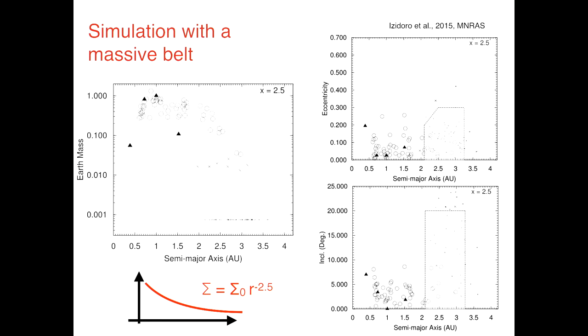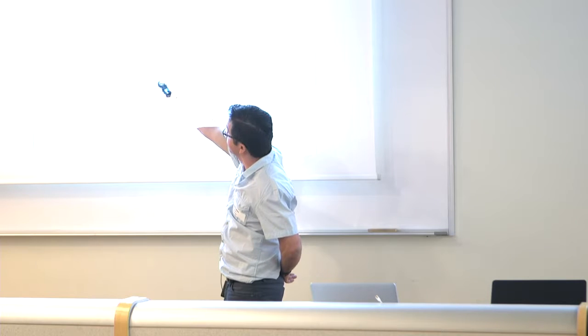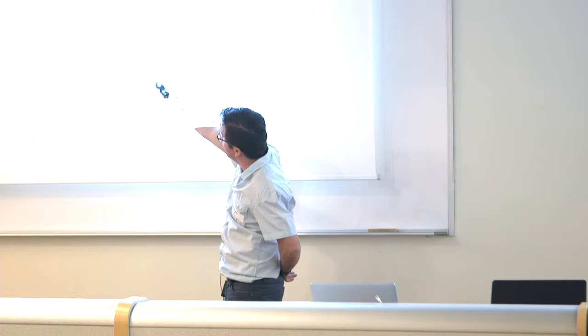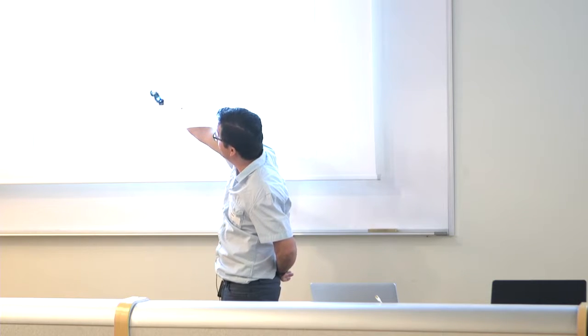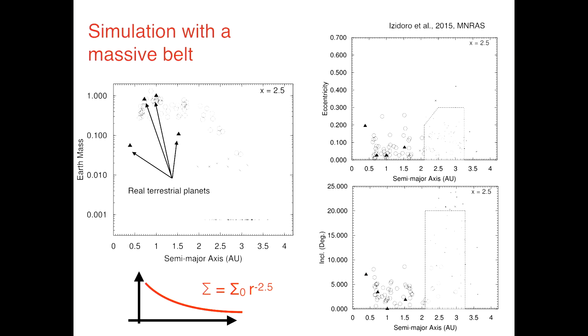If you compare the real planets with the simulated ones, we can see that we still have the Mars problem here. Planets that form around 1.5 are at least maybe a few times more massive than Mars.